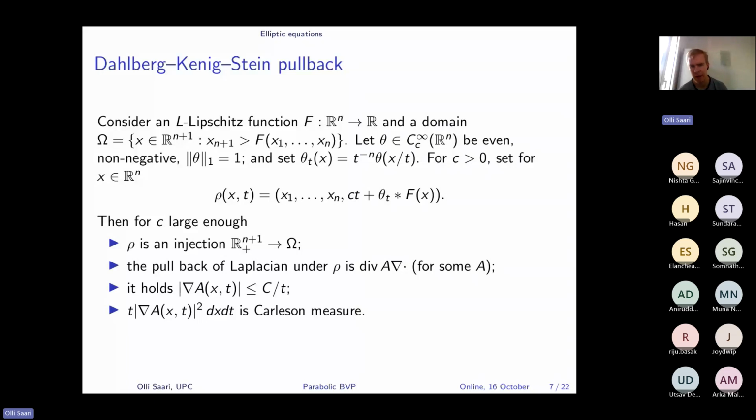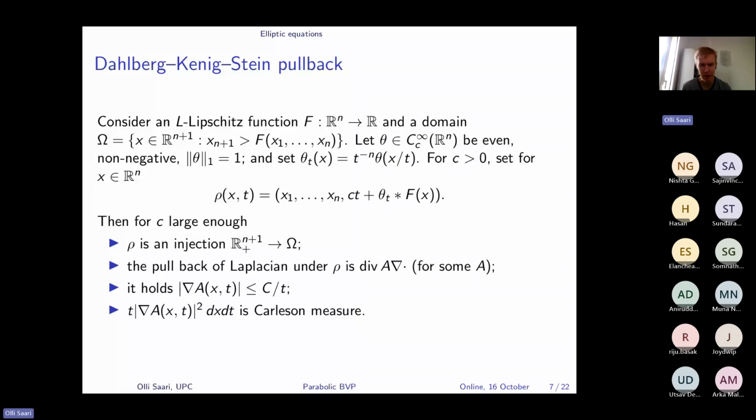And the pullback of the Laplacian is now a divergence form elliptic PDE for some matrix A. And now from the work of Dahlberg, he noticed that, first of all, the gradient of the matrix is bounded by 1 over t, the last variable. And what's more, if you take t times |grad A| squared, this gives you a density of a Carleson measure. Okay, and so what do these things mean?